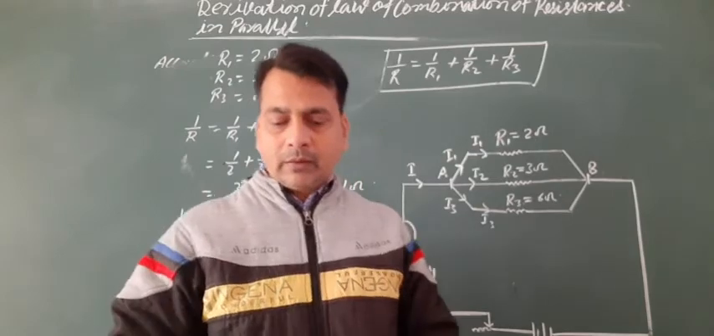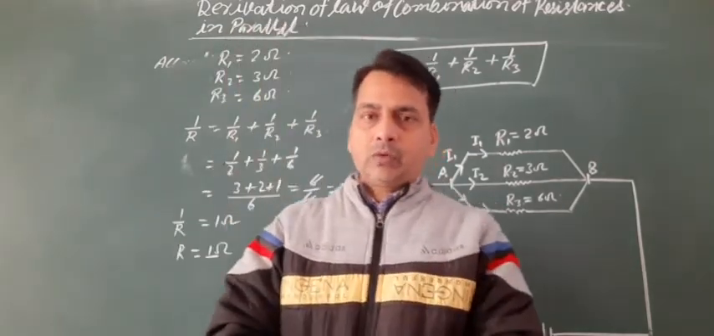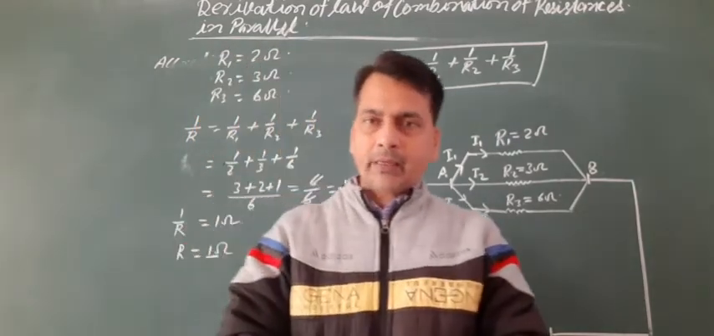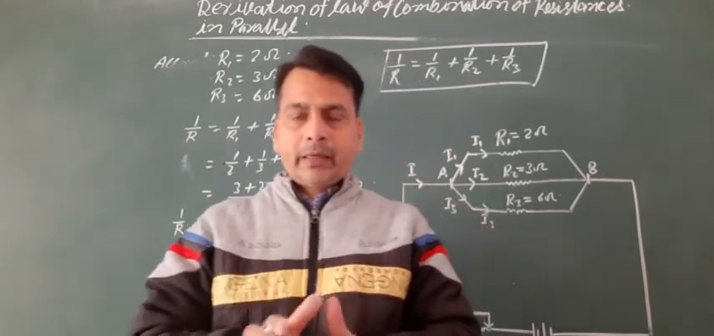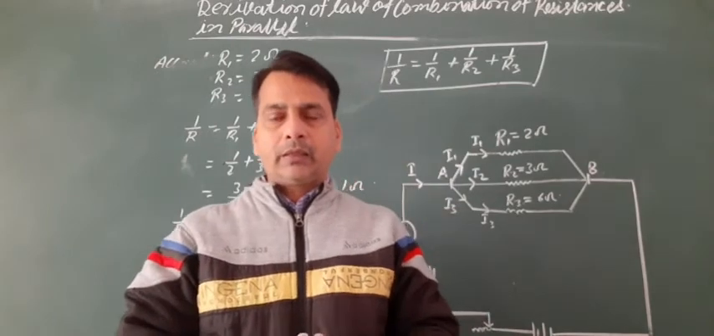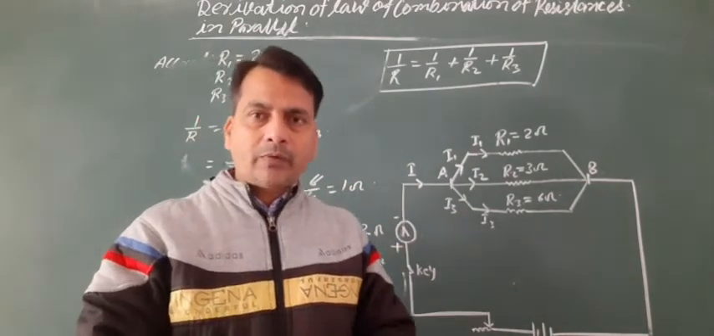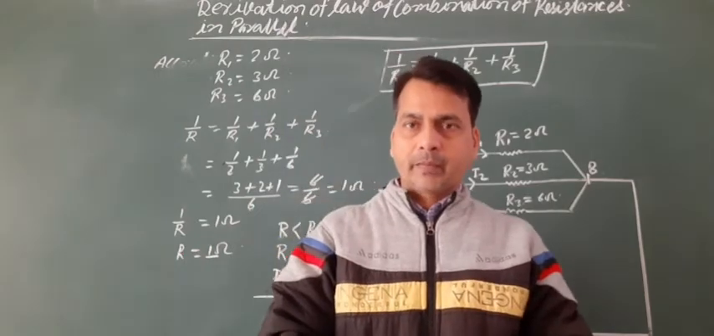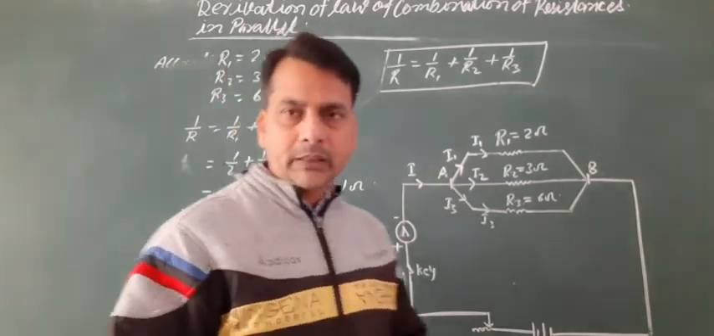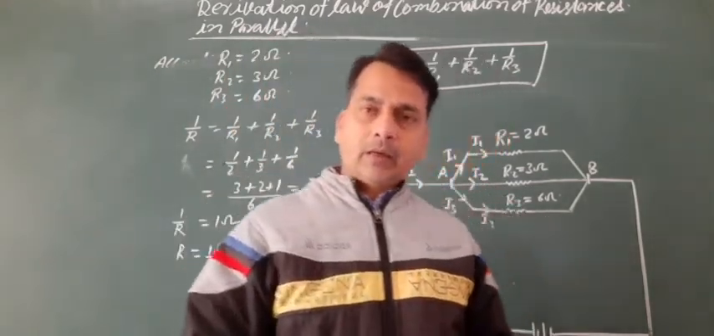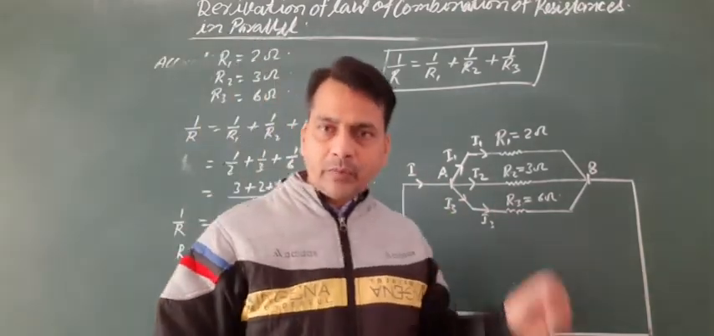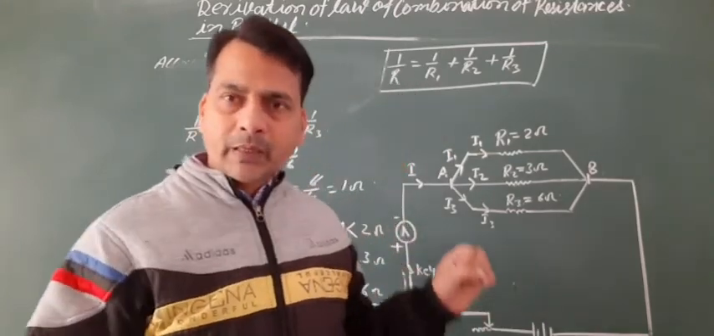So if the resistors in the circuit are in parallel combination, the reciprocal of the net equivalent resistance R will be the same as the sum of the reciprocals of the individual resistors. And the conclusion of this statement: the equivalent resistance will be less than all the individual resistors used in the circuit.